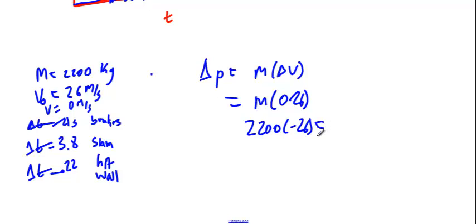So it doesn't matter how long it takes for the car to slow down and stop. As long as it's going from the same initial speed to the same final speed, its change in momentum is always going to be the same. And for this particular one, that is negative 57,200.